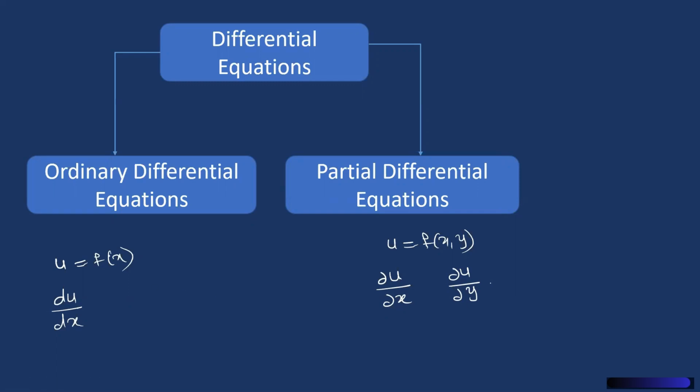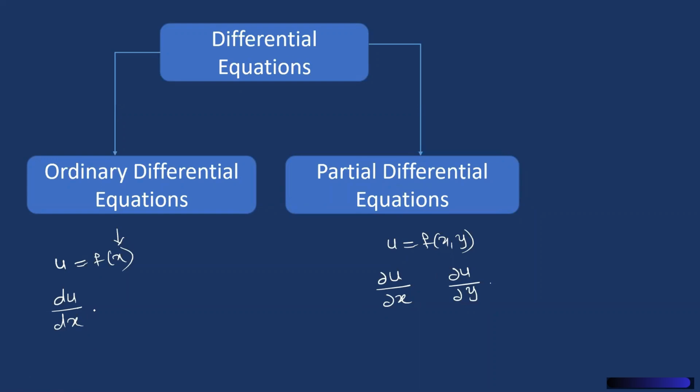That's how it is, depending on the number of variables, particularly the number of independent variables. When you have exactly one independent variable in the given differential equation, we take such a differential equation as an ordinary differential equation. And if you have more independent variables in the given differential equation, then we take such a differential equation as a partial differential equation.